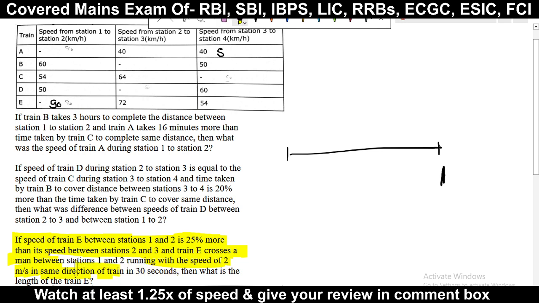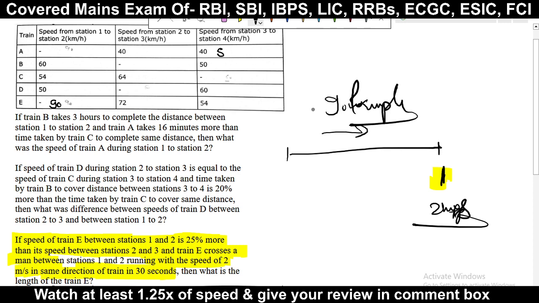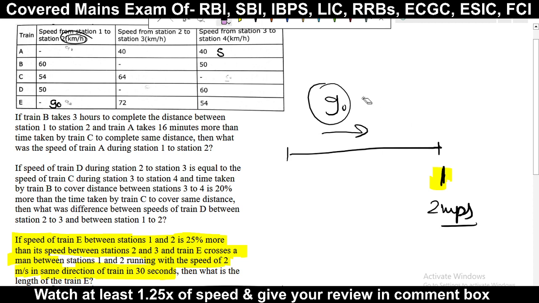What does it want to say? It means the man is running at 2 meters per second, 2 m/s. And the train, we just know that it is running at 90 kmph, kilometers per hour. This is given here. So the train is running at this speed, but the man is running in meters per second. So we have to make both data equal to m/s. How can we calculate? Just simply multiply 90 by 5 by 18.